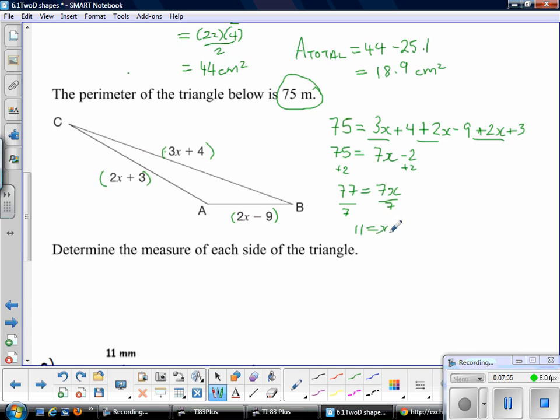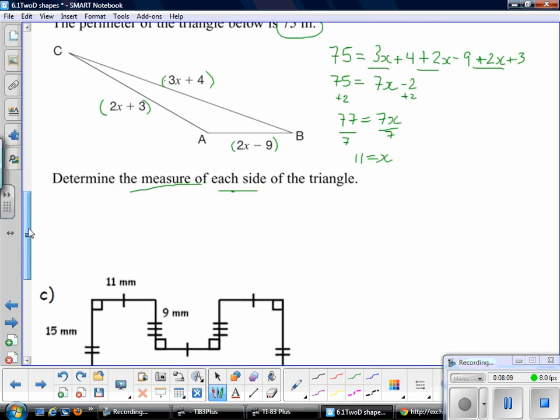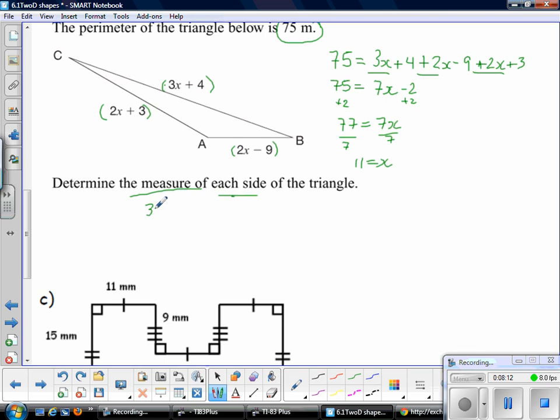Now, I'm not finished because it didn't ask me to solve for x. It said determine the measure of each side. So now I have to take that 11 and substitute it into each one. So I'm going to do that below here. I'm going to take the 3x plus 4, and substitute in the 3 times 11 plus 4. So we have 33 plus 4, so we have 37, and it's meters.